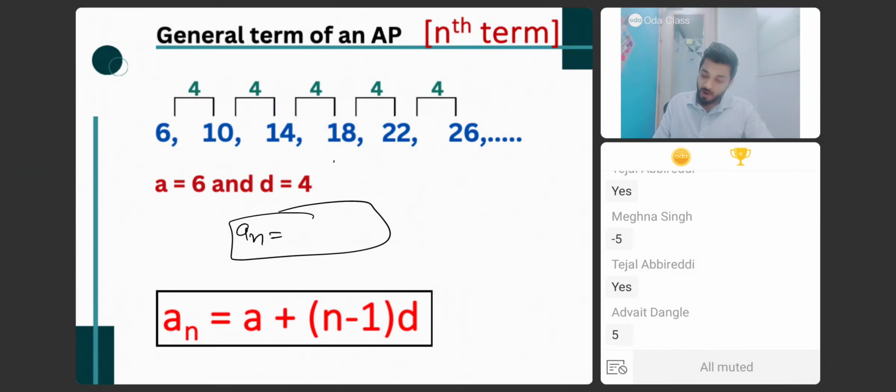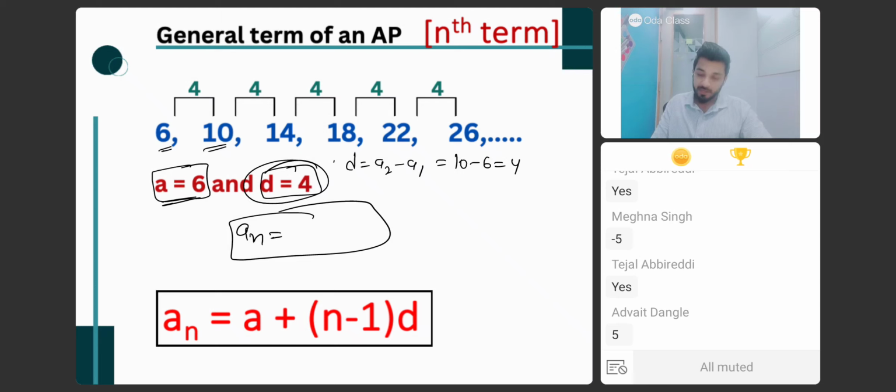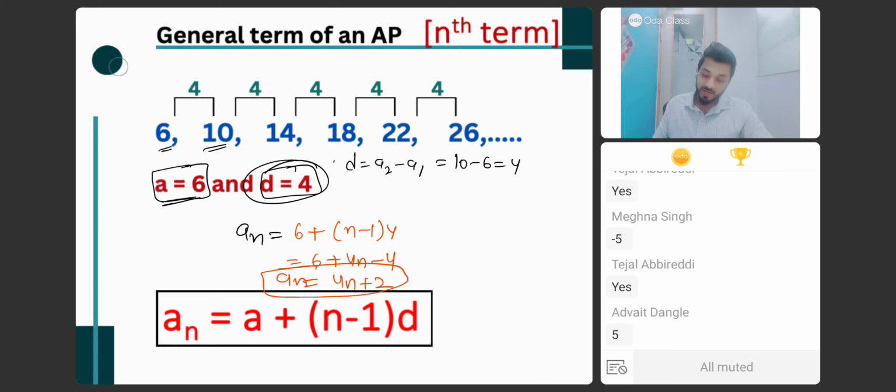So first of all, the first term of this arithmetic progression is 6 and the common difference is 4. Common difference we can find out. So d is your A2 minus A1, right? So 10 minus 6, that is 4. So common difference is 4, right? Now this is the formula of An. So let me just substitute the values. So An is equal to a, which is your 6, plus n minus 1 times 4. Okay, so 6 plus 4n minus 4, that means 4n plus 2. So 4n plus 2 is your general term.